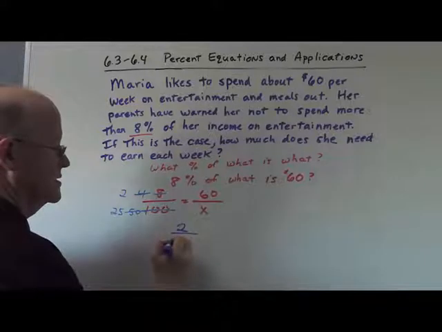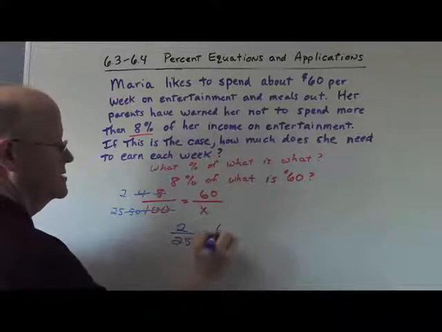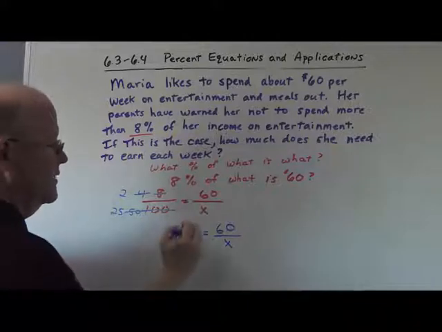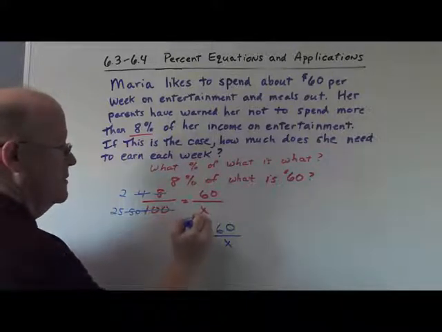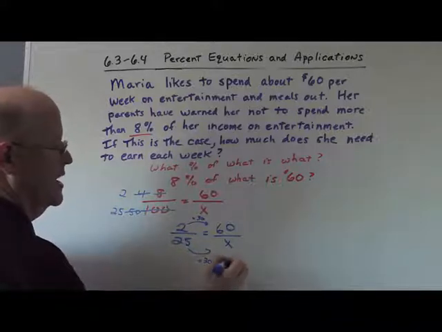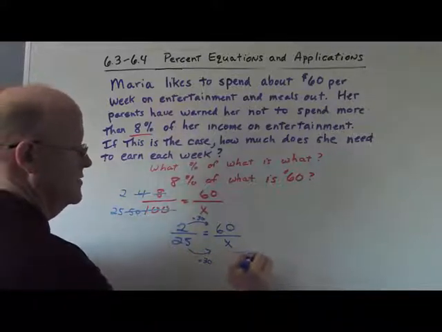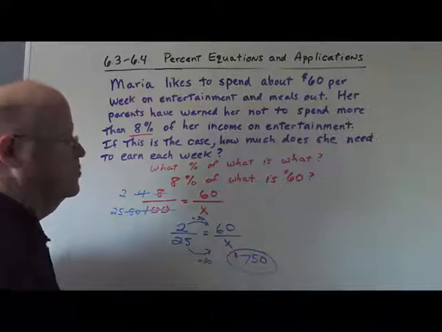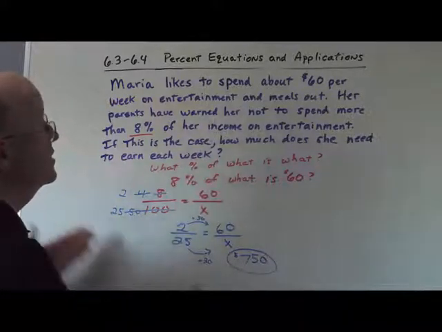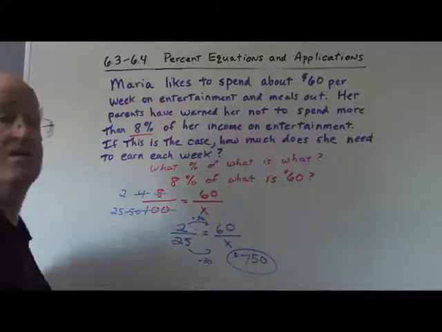If I rewrite this as 2 over 25 equals 60 over x to make it easier to read, I can see that in the numerator I'm multiplying by 30, so down in the denominator I can multiply by 30 and get 750. That would mean that Maria would need to earn $750 per week in order to be able to keep this budget set up this way.